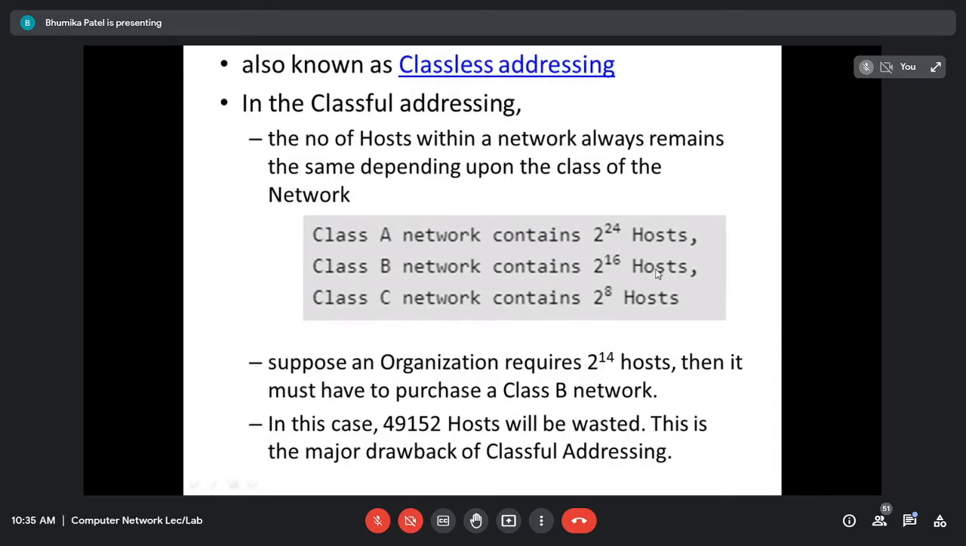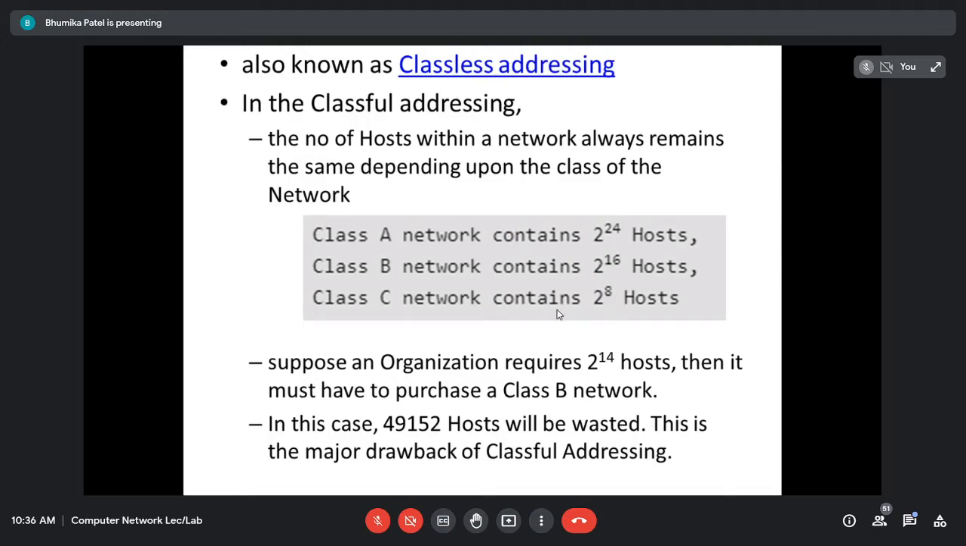Similarly, if I want 100 IP addresses, then obviously I will go to class C. Then also 156 IP addresses will be wasted, because 2 raised to 8 is 256. So I have to purchase a minimum of 256 IP addresses, because my requirement is 100. To satisfy that, I have to buy the class C network. In class C we get a total of 256 IP addresses, and if I allocate 100 IP addresses out of them, then also 156 will be wasted.